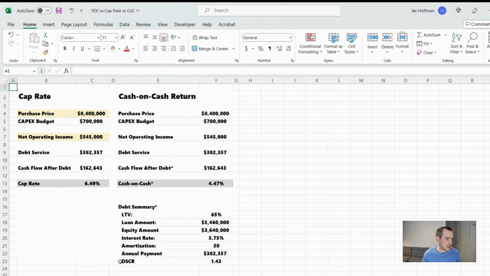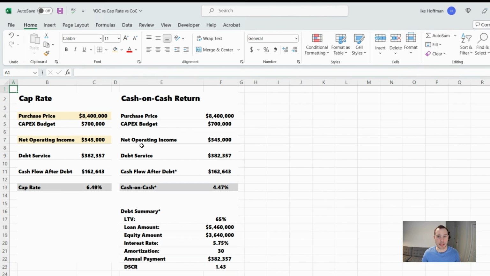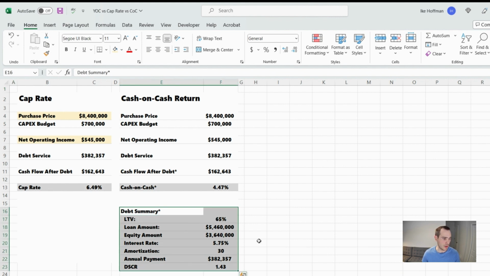Now let's throw in the cash on cash return. So we have the cap rate calculation we just made off to the left, but the cash on cash return is a little different. What the cash on cash return does is it takes the investor's cash flow after debt service and divides it by the amount of equity they have in the project. To calculate the cash on cash return effectively, there's a few more pieces of the puzzle that we need to consider. That's why I have a debt summary below that highlights the loan terms.